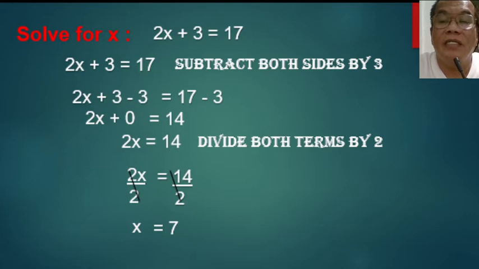Divide both sides by 2. So 2x divided by 2 is equal to 14 divided by 2. x is equal to 7.